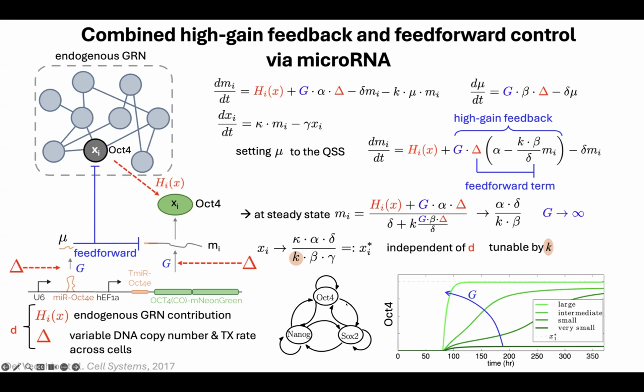So here are some simulations showing that as you increase this gain G, and you have any target OCT4 level, it doesn't matter if your endogenous GRN is pushing your system to be in this low OCT4 value, then your system is going to be able, if G is large enough, to regulate the OCT4 level around any value that you want, theoretically.